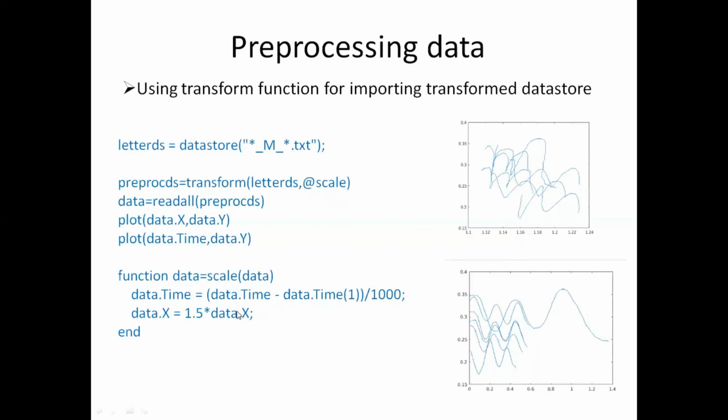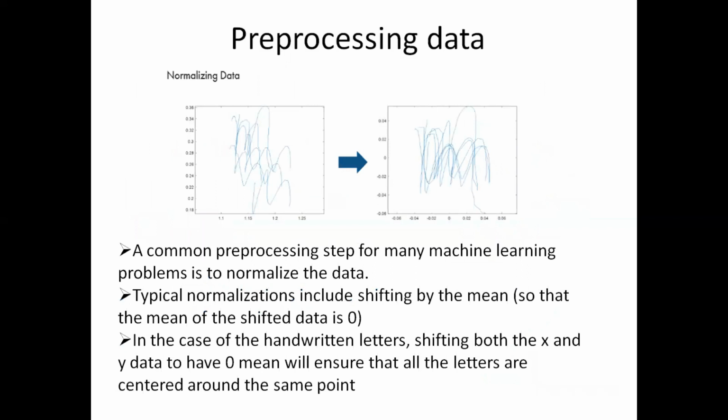So we have seen how to pre-process the data and import a transformed datastore. In the next case, we will see how to normalize the data. I told you there is one more additional pre-processing step that we will be doing. We will be normalizing the data.